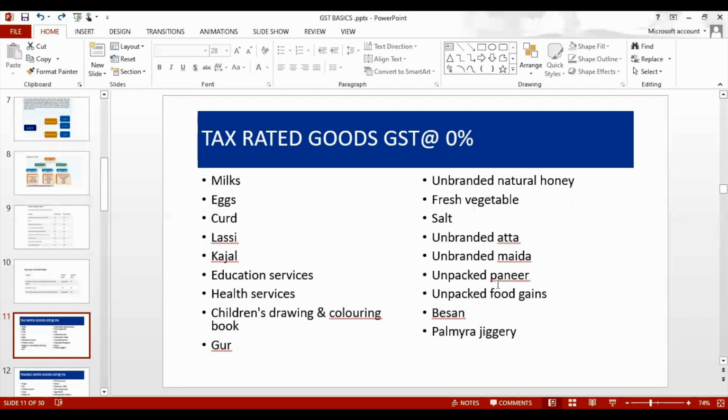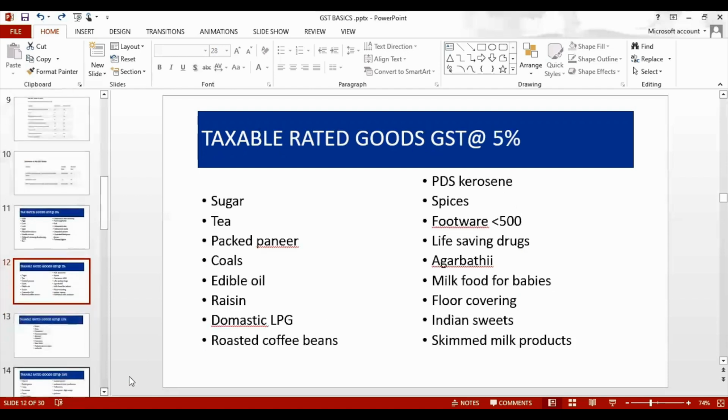From here, unbranded paneer, unbranded maida, unbranded atta. It's made and it's sold. There are no manufacturing dealers, packing details, or any stages here. It's a natural content prepared by someone and sold by someone. So the next stage is 5%. I have mentioned some 5% goods here. Particularly, I want to explain packed paneer.